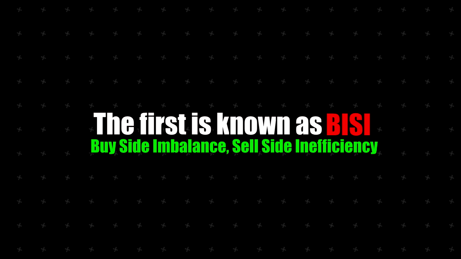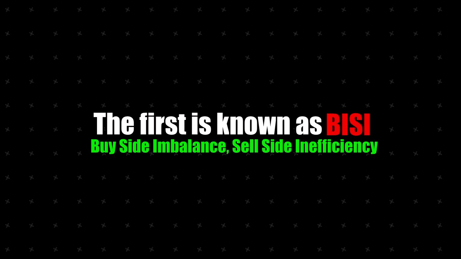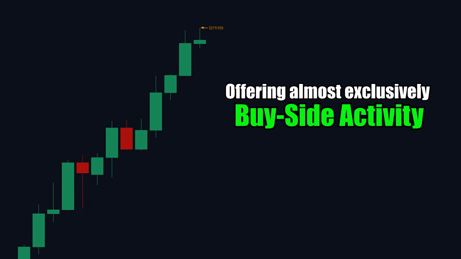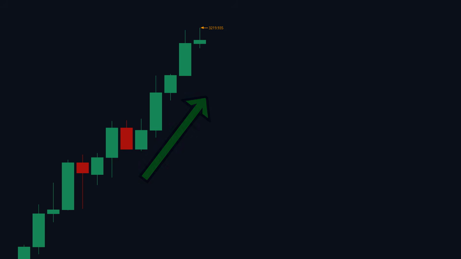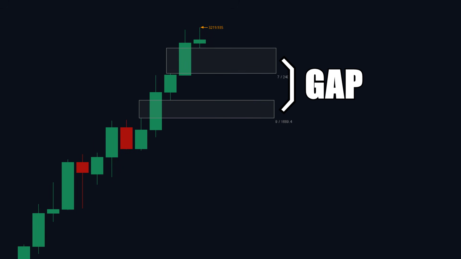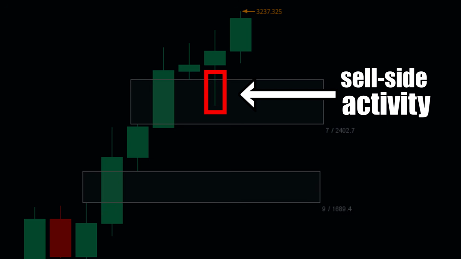The first is known as BC, which stands for buy-side imbalance, sell-side inefficiency. This occurs when price surges in one direction, offering almost exclusively buy-side activity. The algorithm aggressively pushes the market upward, leaving little to no opportunity for sellers to participate. As a result, a gap is left behind. This is what we call a BC-type fair value gap. To restore balance, the algorithm will later introduce sell-side activity, often in the form of a bearish candle. This action gives sellers a fair entry and helps return the market to a more efficient state.